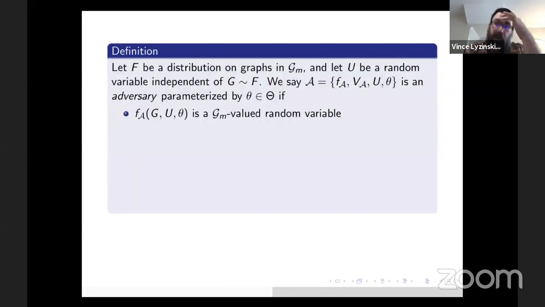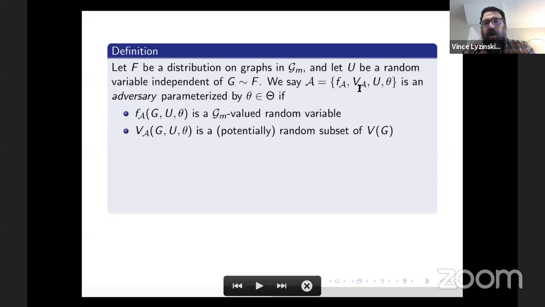Okay. And we can formulate this probabilistically as follows. So if we have a distribution on graphs, and the adversary is going to be acting on the second graph, so that's the N here is the size of the second graph. And this is the set of labeled graphs with M vertices. And we have some random variable independent of the graph that we're going to pull from this distribution F. An adversary then is this probabilistic mechanism that has 4 parts. This is the parameterization of the adversary. It has a function F, which takes the graph, the independent source of randomness, and the set of parameters, and spits out a new GM valued random variable.